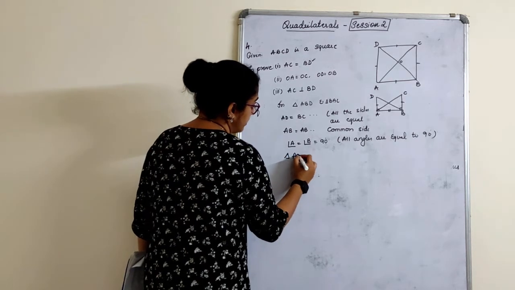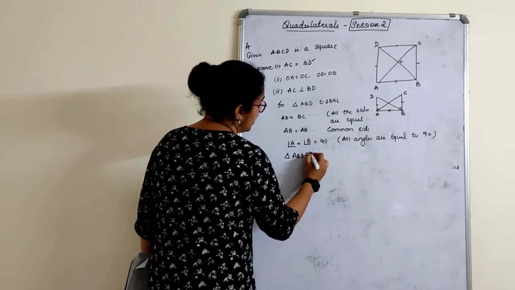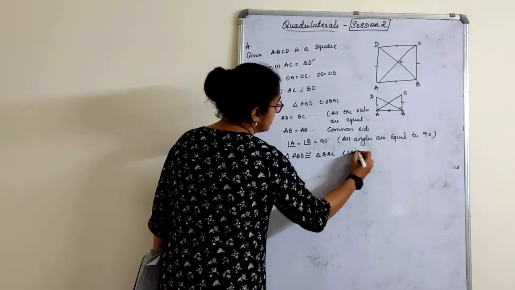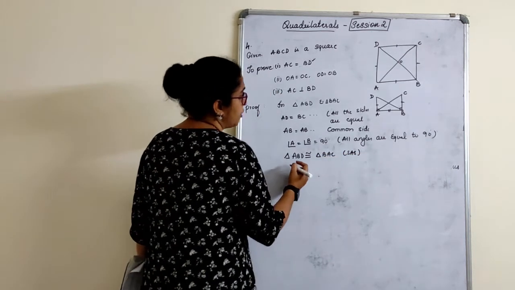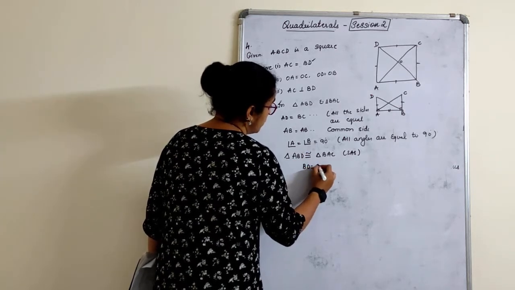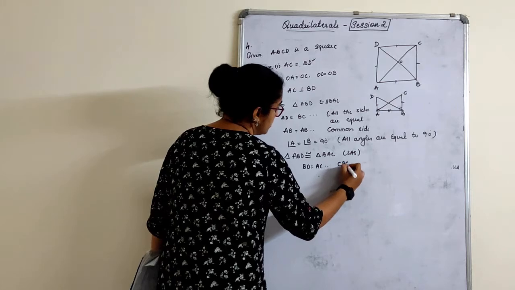Therefore, triangle ABD is congruent to triangle BAC by SAS congruence rule. Now from this I can tell that BD is equal to AC, by CPCT.